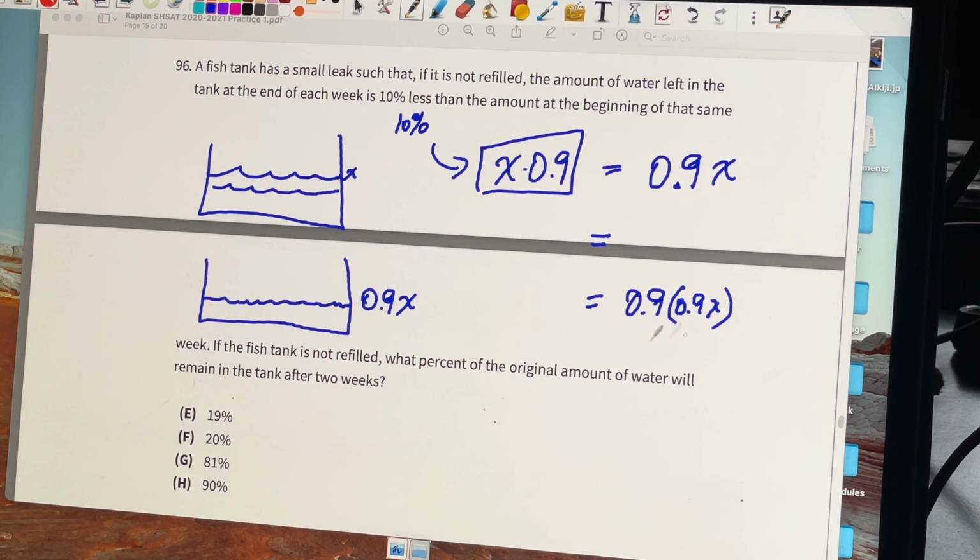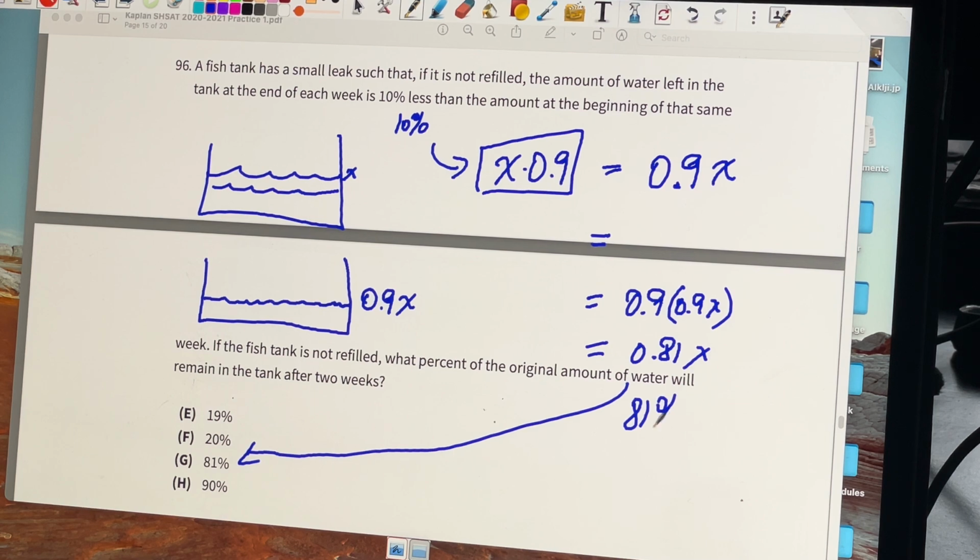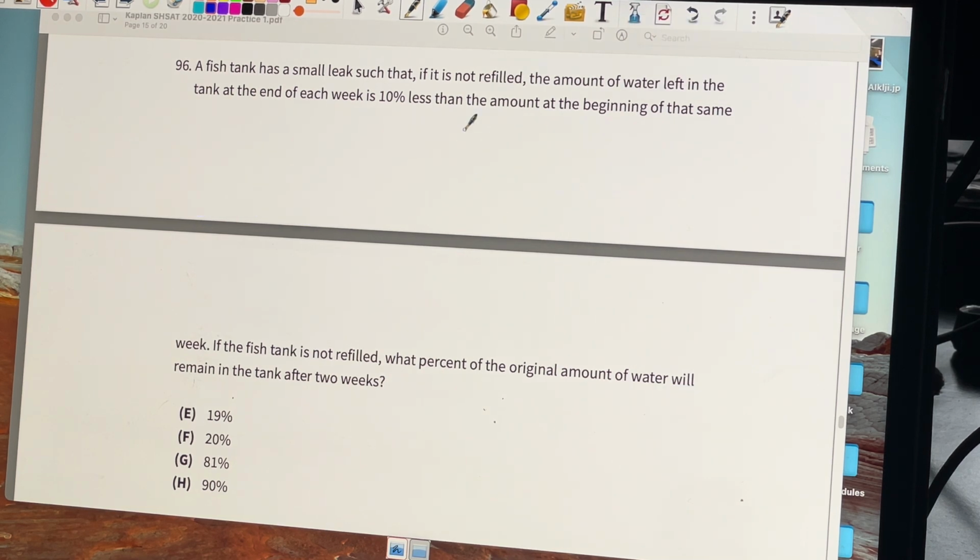what was left over from the prior week. And if you multiply this, you're going to get 0.81x, or you're going to have 81% of what was there originally. Okay?